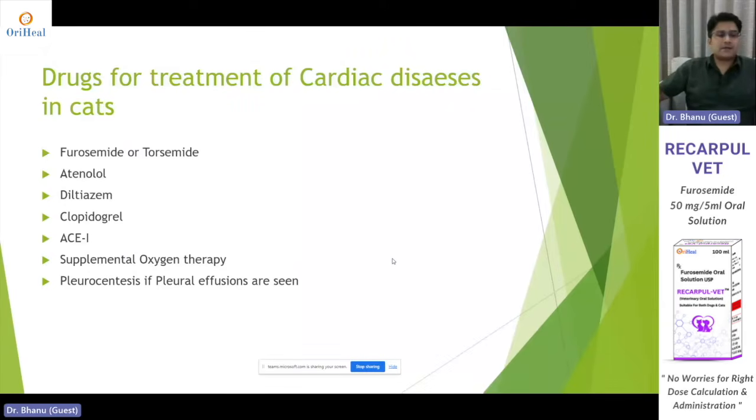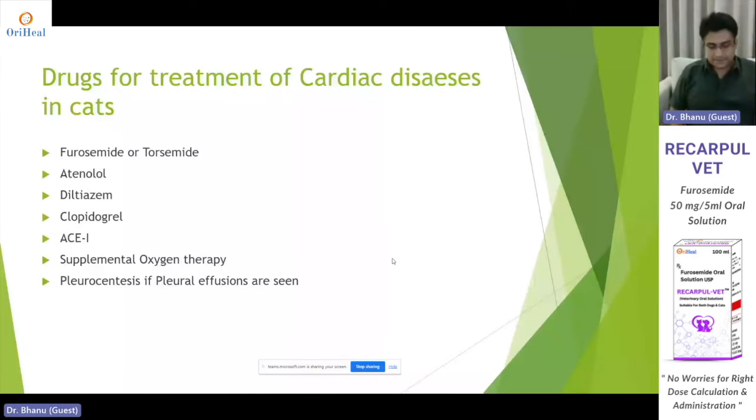We use antiplatelet medications to prevent clots and thrombus from forming, which is clopidogrel. It's a new age drug, and as a prophylactic for thromboembolic events, we use it quite a lot. It is very safe. We use ACE inhibitors. Benazepril is a very commonly used ACE inhibitor. It has minimum renal side effects. We use oxygen therapy where there is congestive heart failure. Wherever there are pleural effusions, we will do the tapping, we will remove the fluid.